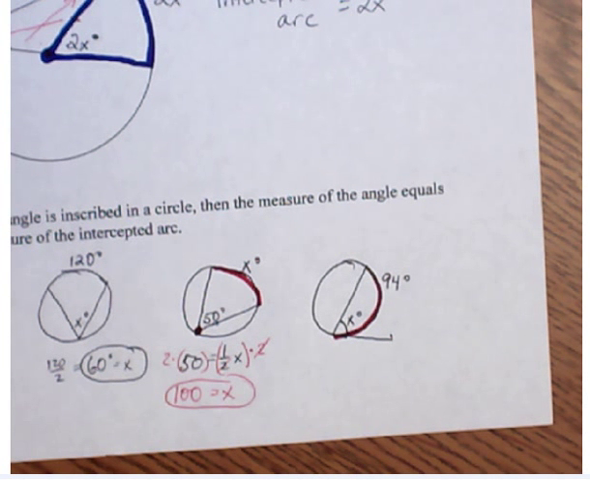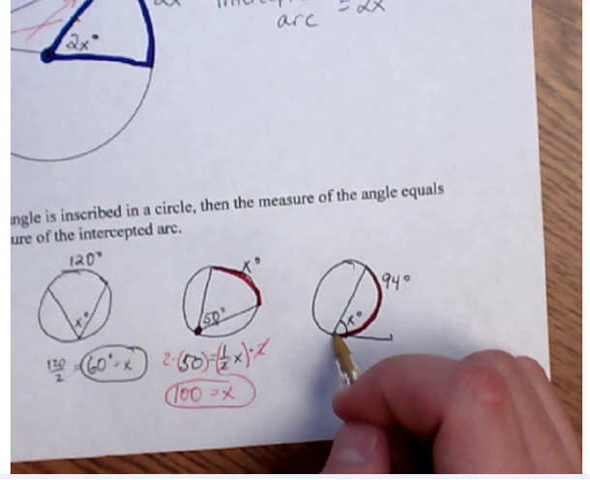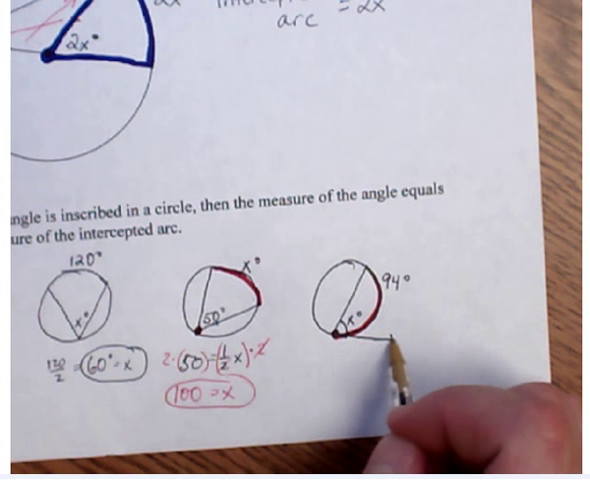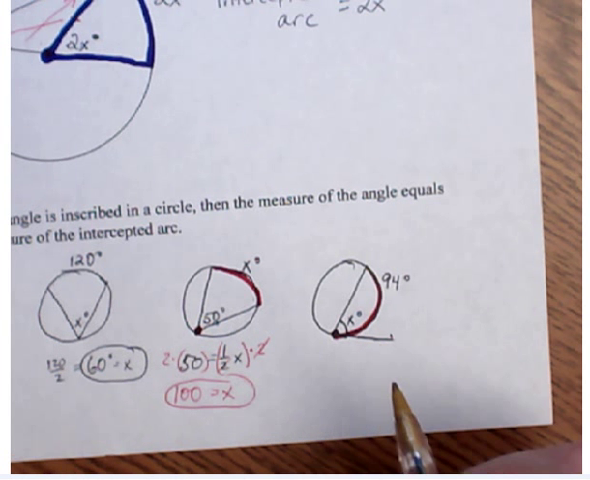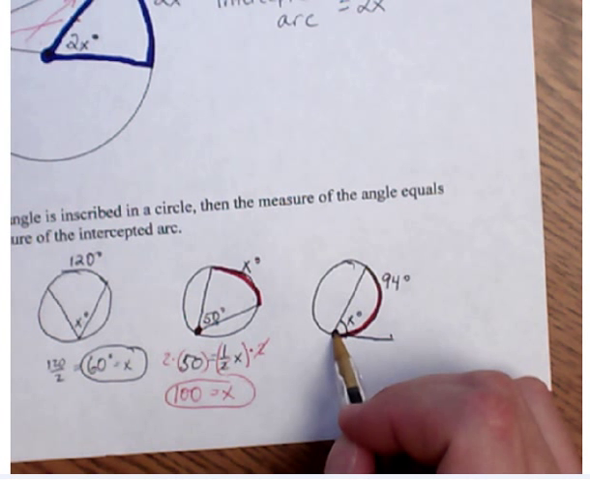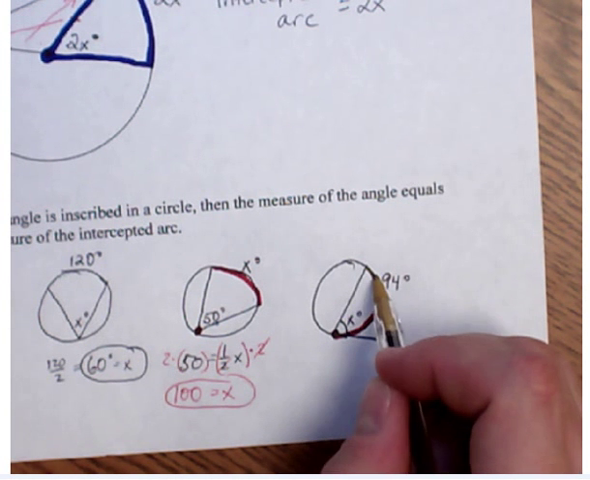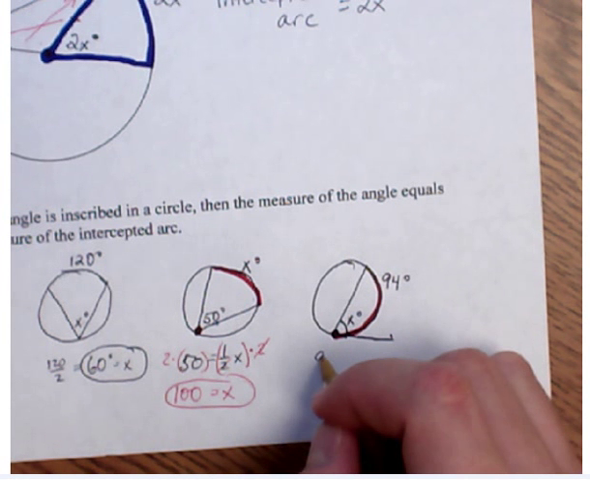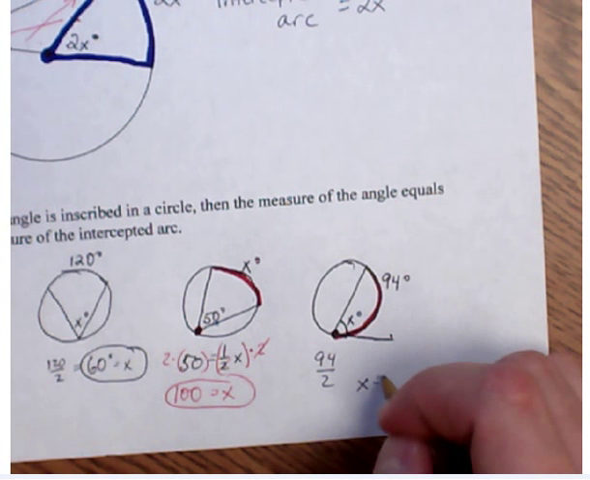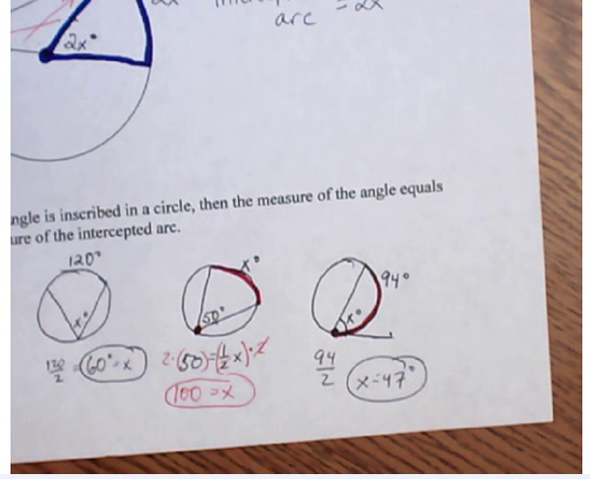Now this looks different. Technically, we don't call this an inscribed angle because even though the vertex of the angle is on the circle, this side is not in the circle. So it's not an inscribed angle. However, it doesn't matter. If the vertex is on the circle, the angle measures half the intercepted arc. So what's half of 94? 94 divided by 2, and we get x equals 47. That's it. That's all we're doing today.